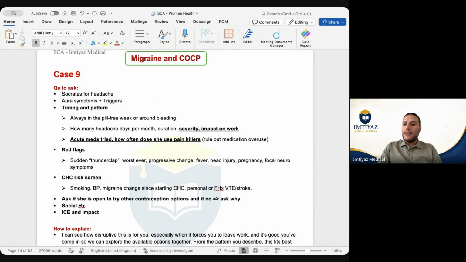So, a lady taking combined oral contraceptive pills, she is having migraine in the pill-free interval or the pill-free week. 1 week, when she doesn't take the tablet, she has migraine without aura, affecting her function. She can't continue work, and she needs every month during that week to take time off work. This lady is insisting she will continue on combined pills.